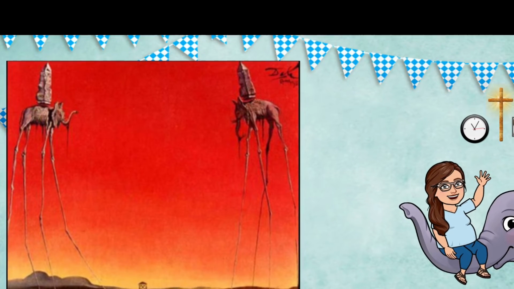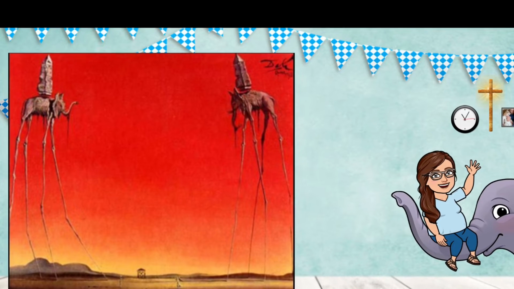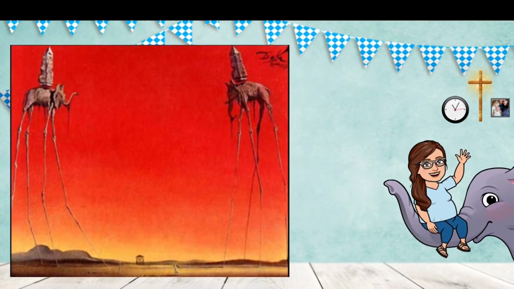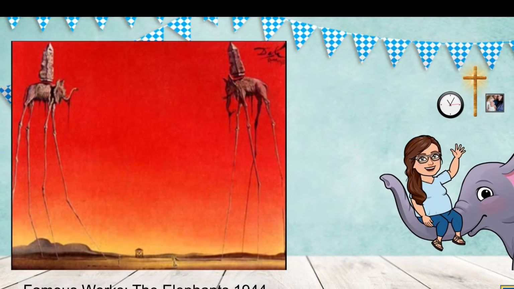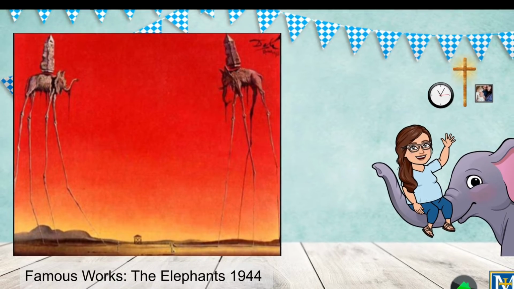Here is the artwork named The Elephants. It was created in 1944 and will be the inspiration for our project today. Elephants are real, but this is surrealism because something's going on in the image that isn't normal. It's those super long legs.